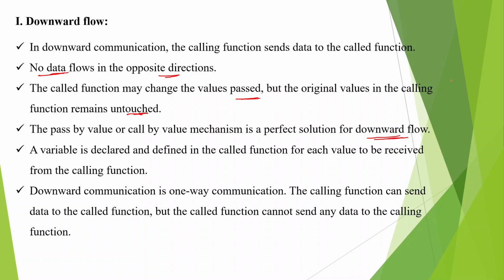Only the data flows in the downward direction. Pass by value and call by value are the same thing. You need to remember multiple synonyms for every technique, as there is different terminology in different textbooks. We will see how this downward communication is one way, and why the changes we make to the formal parameters will not affect the actual parameters.